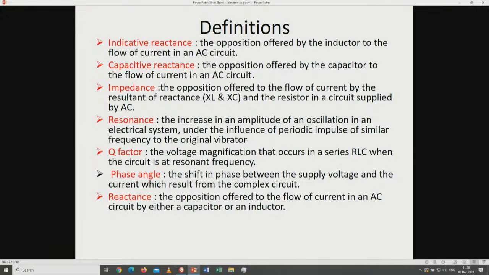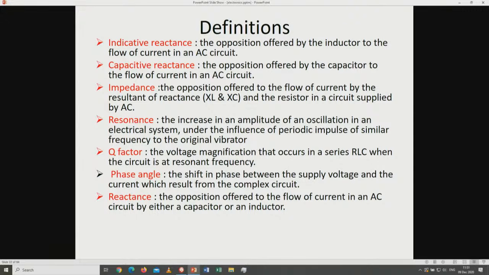The first one is inductive reactance. What is an inductive reactance? It is the opposition offered by the inductor to the flow of current in an AC circuit. Then the capacitive reactance is the opposition offered by the capacitor to the flow of current in an AC circuit. The impedance is the total opposition offered to the flow of current by the resultant of the reactances, XL and XC, and the resistor in a circuit supplied by AC, AC being alternating current.